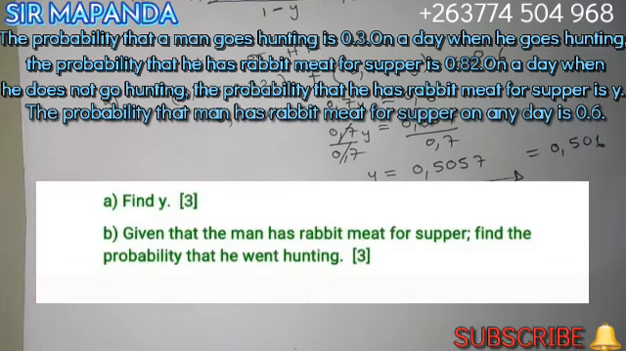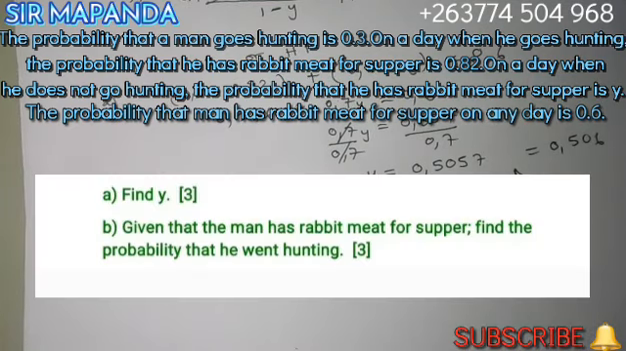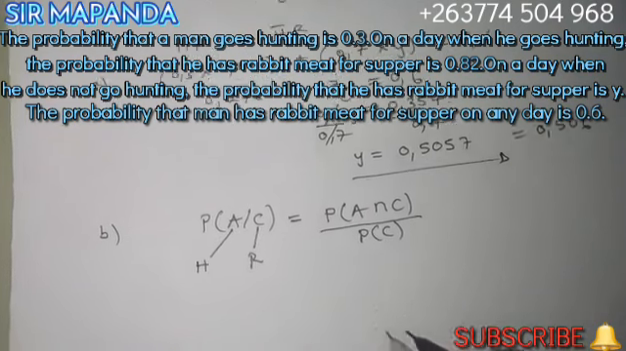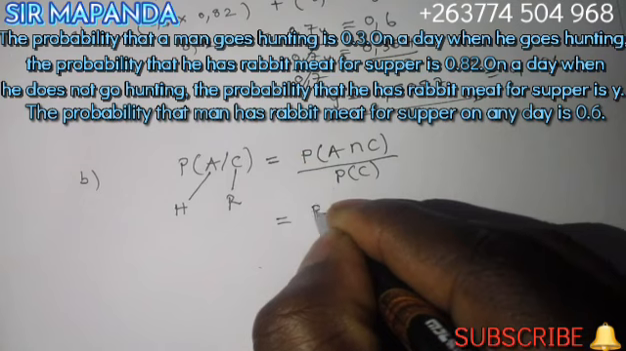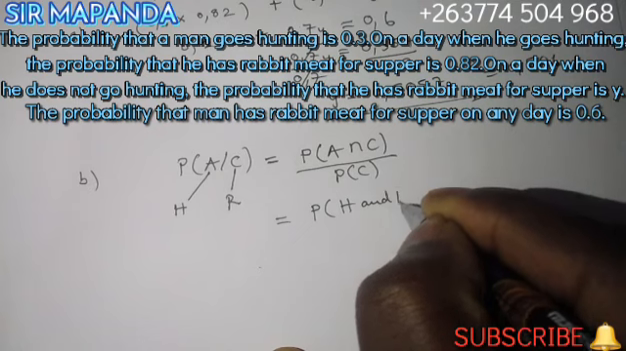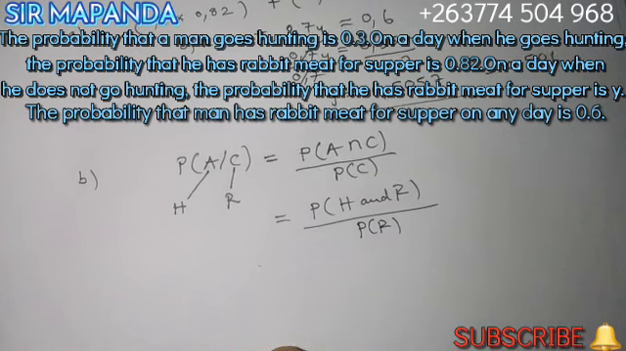So let us identify the asked probability as well as the conditional probability in our question. Given that conditional probability refers to the probability which comes after the word given that. Given that the man has rabbit meat, so our conditional probability is R, right? Find it now means the asked probability. Find the probability that he went hunting. So our asked probability is H. So here you write P, H intersection R, or H and R, divided by probability of R, something like this.